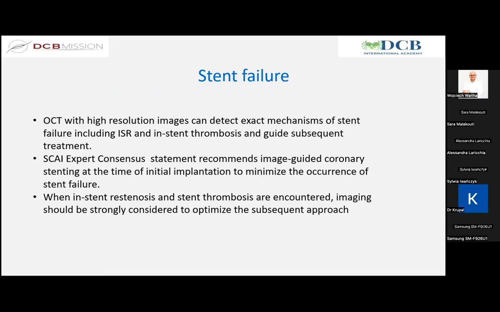About stent failure, OCT with high-resolution images can detect the exact mechanisms of stent failure, including in-stent stenosis and in-stent thrombosis, and guide subsequent treatment. The expert consensus statement published in 2023 recommends imaging-guided coronary stenting at the time of initial implantation to minimize the occurrence of stent failure. When stent failure occurs, imaging should be strongly considered to guide the subsequent approach.